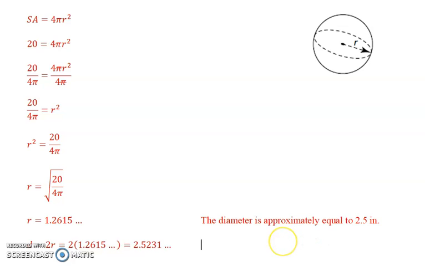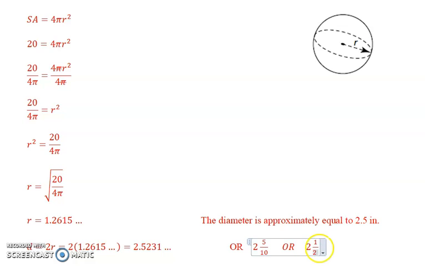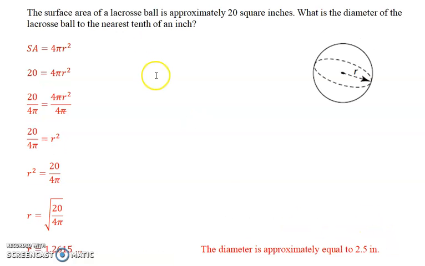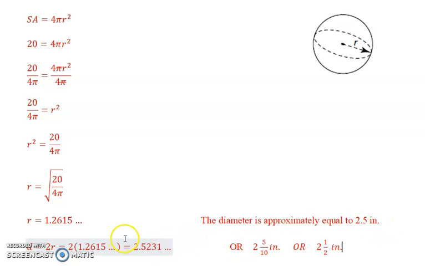But again, this could be represented as, or we might have it shown like this, 2 and 5/10. Again, or 2 and 1/2 inches, obviously. Okay. Again, it's fine. I'm okay with the tenth of an inch being 5.